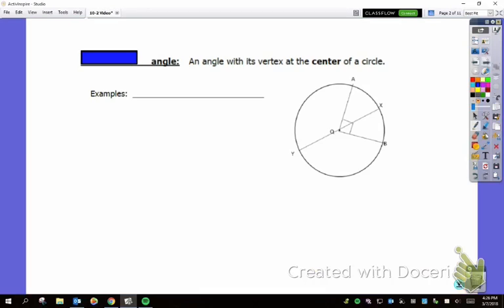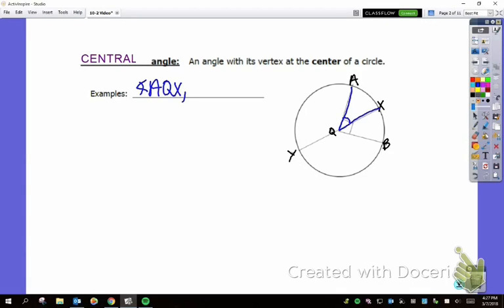Okay, so as we look here, we see that we have an angle with its vertex at the center of a circle, and that's what we call your central angle. So when we look at your picture, we have point Q in the center. We have points A, X, B, and Y on the outside. So all of our central angles have to have point Q as the center point. Now remember, we name a central angle with 3 letters. So one of our central angles could be this angle right there, which we would call angle AQX.